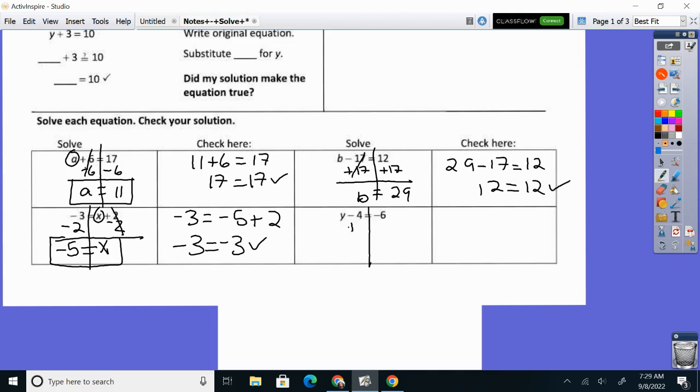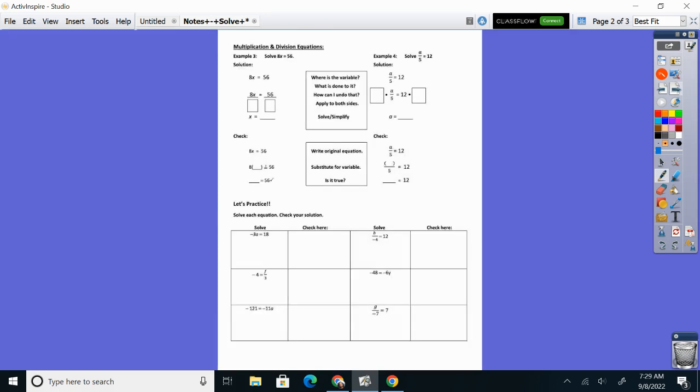This one, I'm doing plus 4 to get that y by itself. So I'm left with y equals negative 2. Plugging in, I have negative 2 minus 4 equals negative 6, and negative 6 does equal negative 6. All right, so you should have had those already done. I just wanted to go through those quickly so we can get to the next part.